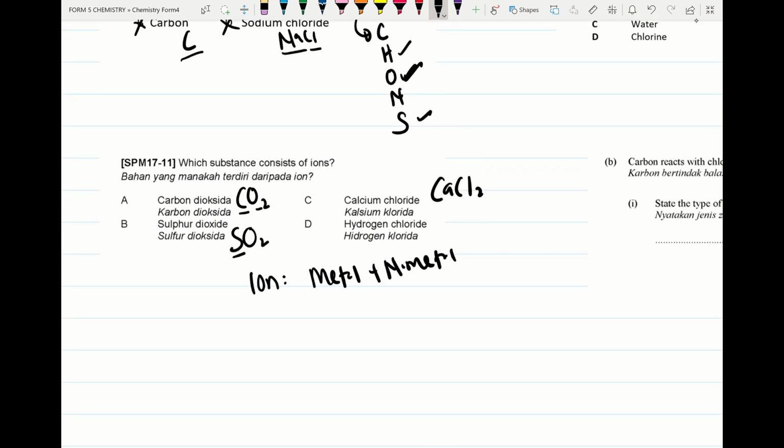Calcium chloride, calcium, metal plus non-metal. So here we have metal plus non-metal, so they exist as ion. So the answer will be C. Hydrogen chloride, hydrogen, non-metal. Please remember, chloride is also non-metal, so they exist as molecule. Alright, so the answer will be C.